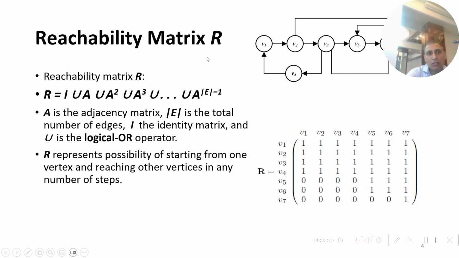Reachability matrix R. The reachability matrix R is the identity matrix, union A, A squared, A cubed, and so on. A is the adjacency matrix, E is the total number of edges, I is the identity matrix, and union is the logical OR operator. R represents the possibility of starting from one vertex and reaching other vertices in any number of steps.